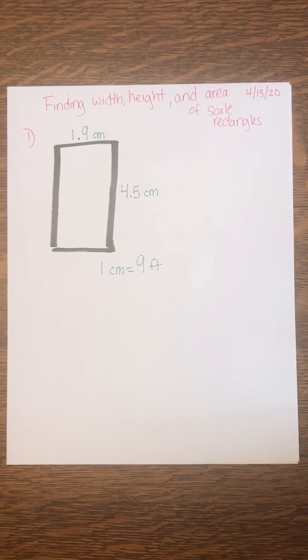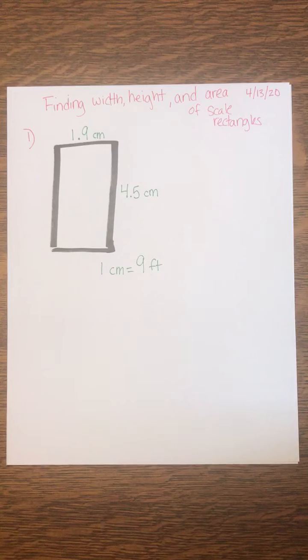I'm going to read the directions. Determine the actual width, height, and area of each scale rectangle. Round the area to the nearest whole number. First things first, what I need to know to solve this problem is that this is not the rectangle. This is a model of this rectangle, and I need to find, given the model, what the actual dimensions of the rectangle are.